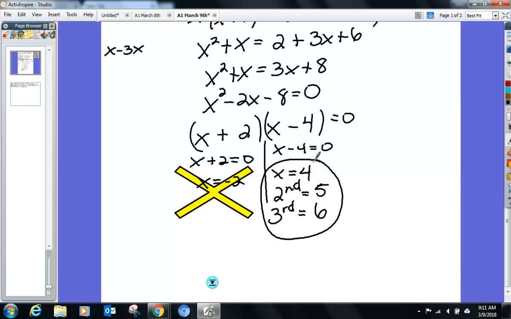Everyone all good? Why I'm rejecting -2? It said clearly in the word problem, I needed positive numbers. Positive. Yep. Let's do that now.